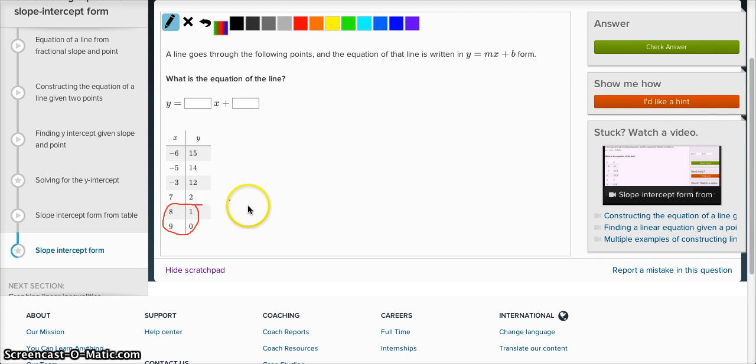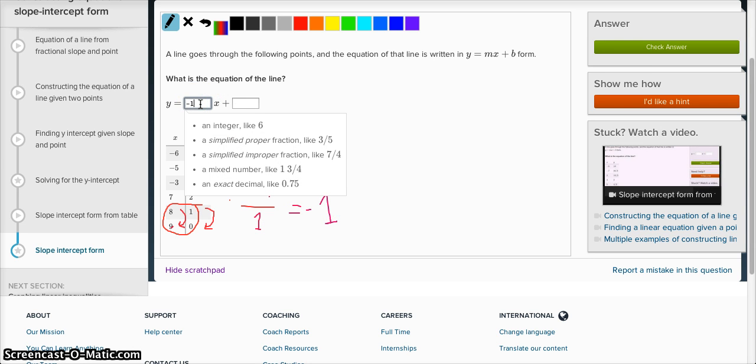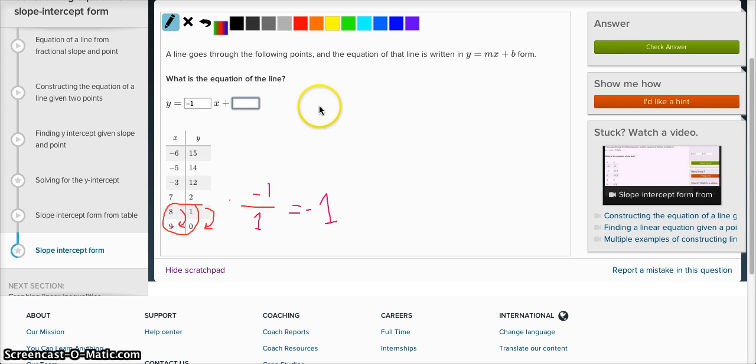So to find my slope, I'm going to ask how much does y change. I'm going to start with the top one and go to the bottom one. So y goes down 1 and x goes up 1. So my slope is -1. Hooray!